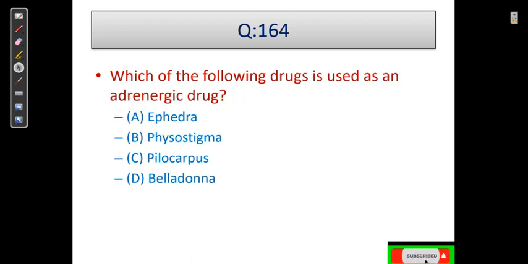Which of the following drugs is used as an adrenergic? Ephedra, Physostigma, Pilocarpus, belladonna. So the correct answer is ephedra.